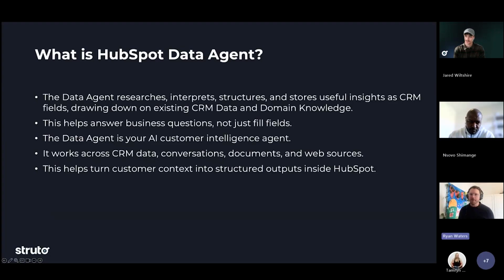So what is the HubSpot Data Agent, you might be asking? At a high level, it's a tool that's designed to help you turn raw customer context into structured CRM data. So it can research, interpret, organize, and store insights back into your CRM using the context that's available to it. That includes your CRM records, your business context, your domain knowledge, the conversations, all the relevant sources.